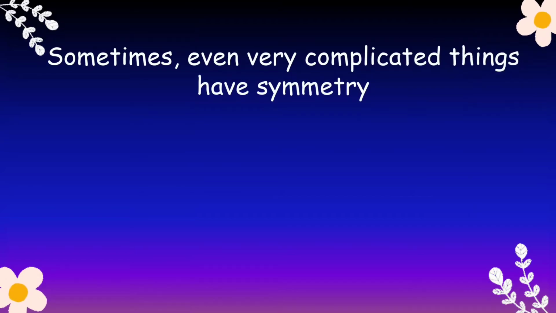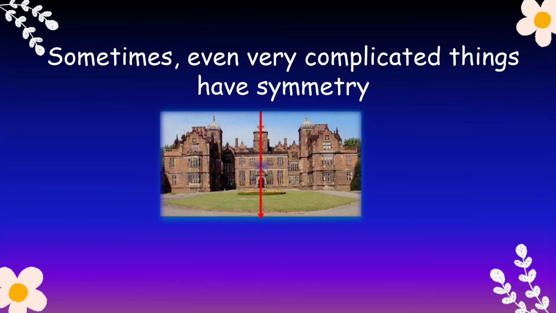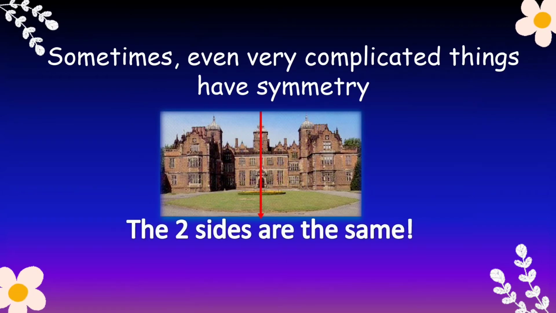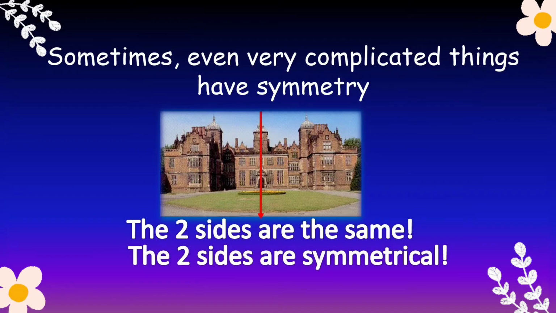Sometimes even very complicated things have symmetry. Look at this palace. You can see this picture is very complicated. Even this picture has a line of symmetry. Here you can see both the left hand side and right hand side. Both sides look the same. So the two sides are the same. The two sides are symmetrical.